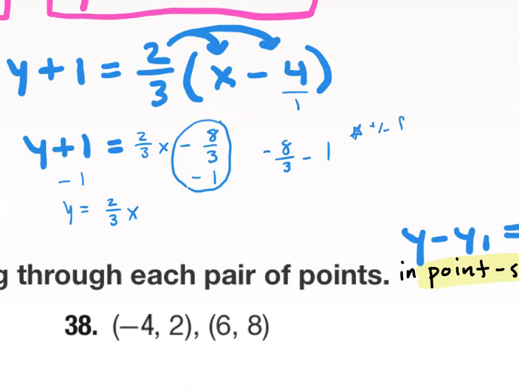Perfect. To add or subtract fractions, we need a common denominator. How do you spell common? C-O-M-M-O-N. So we need a common denominator. How do we get 1 to have a denominator of 3? Multiply the top and the bottom by 3. So this becomes negative 8 over 3 minus 3 over 3.